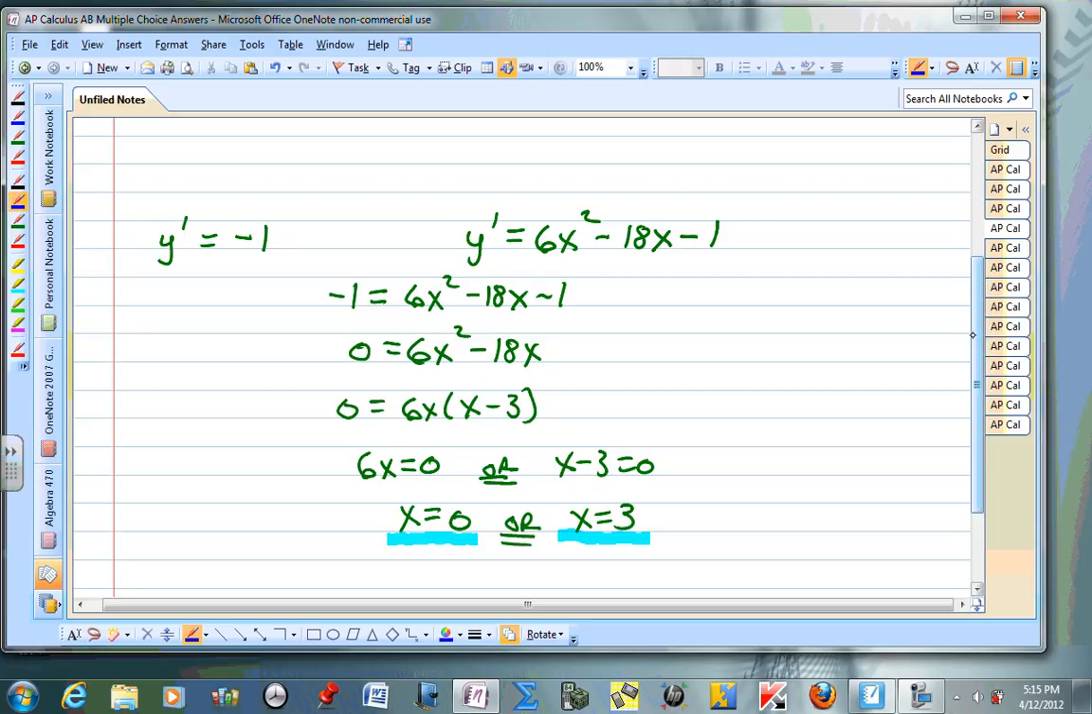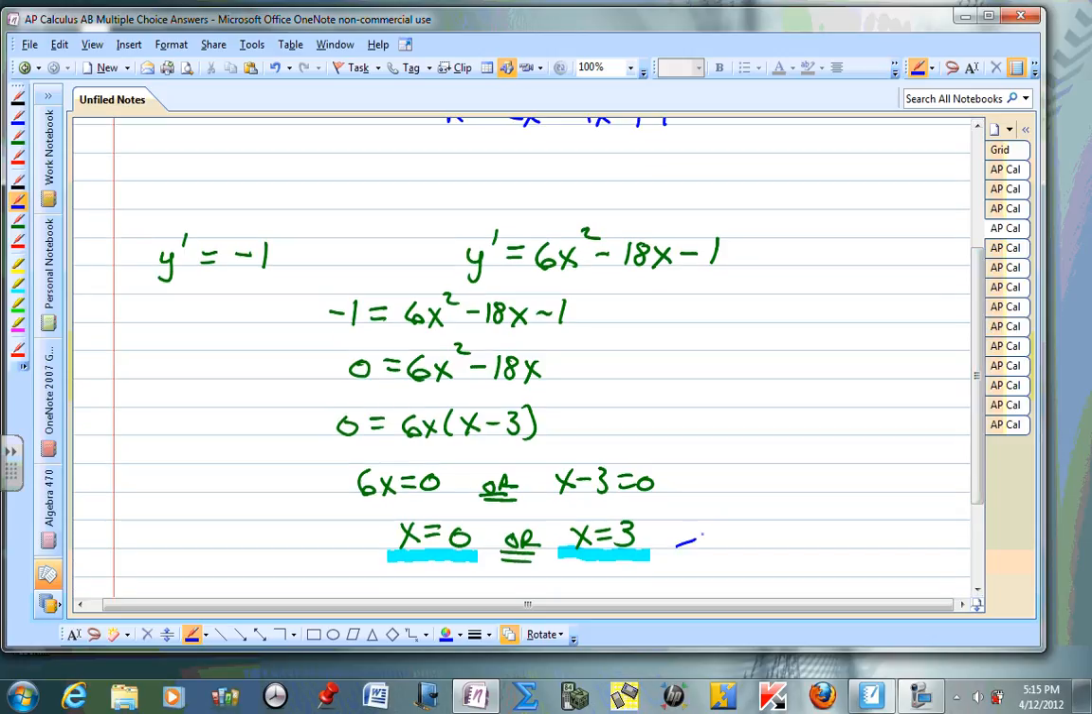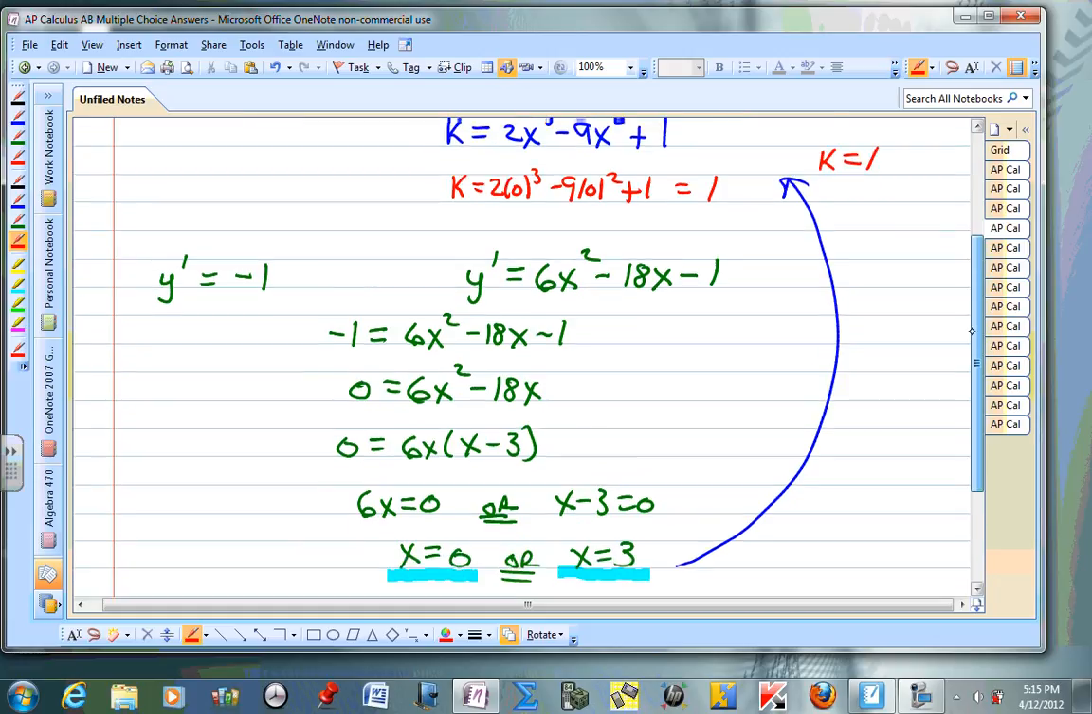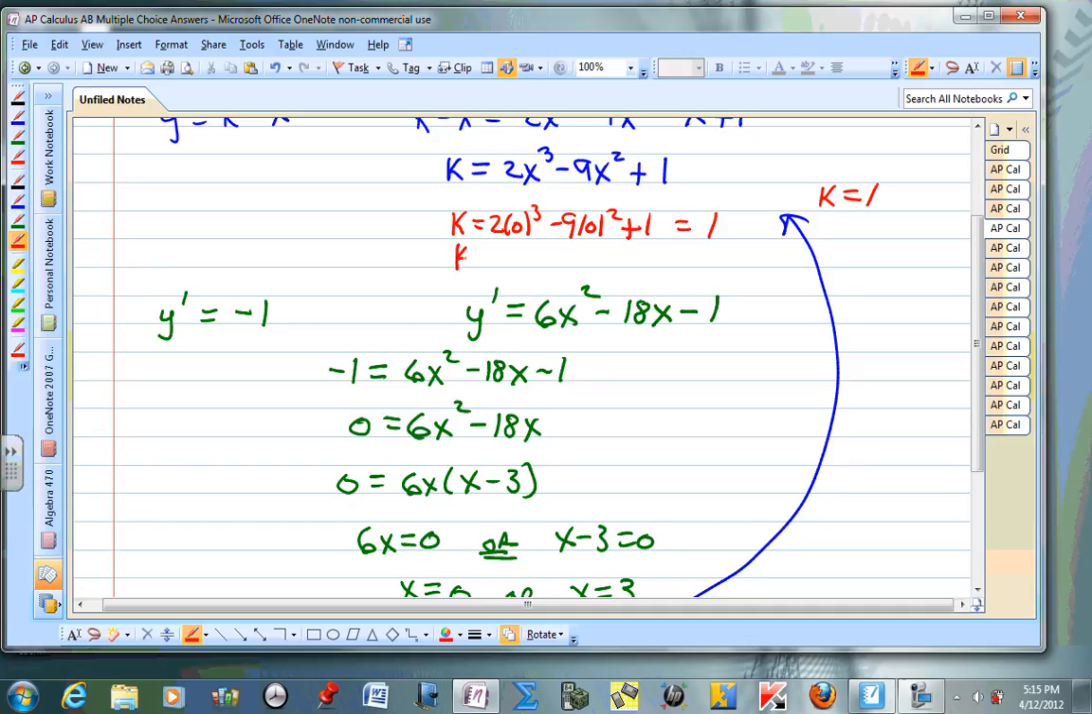So now what we need to do is take these values and find out what the values of k are. So let's start with x equals 0. k will be 2 times 0 cubed minus 9 times 0 squared plus 1. That's just going to make 1. So k could equal 1. Now let's put, what was the other one? 3. Let's put 3 in place of x.